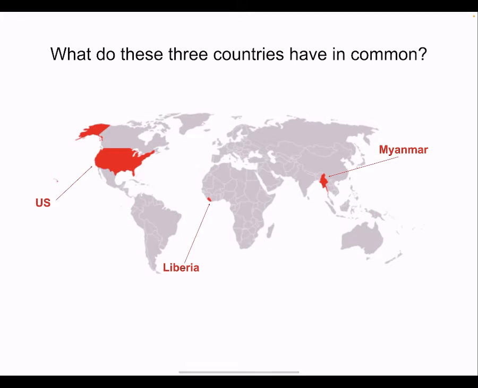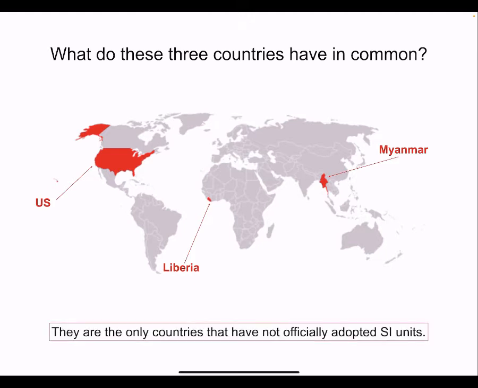Here's the question. What do these 3 countries have in common? I'll wait. Think about it. Well, it turns out they are the only countries that have still not adopted the SI units that the rest of the world has. So we're in an interesting company with Myanmar and Liberia.